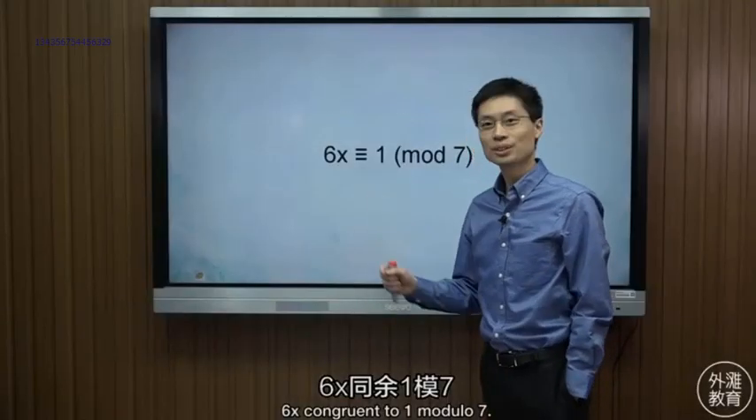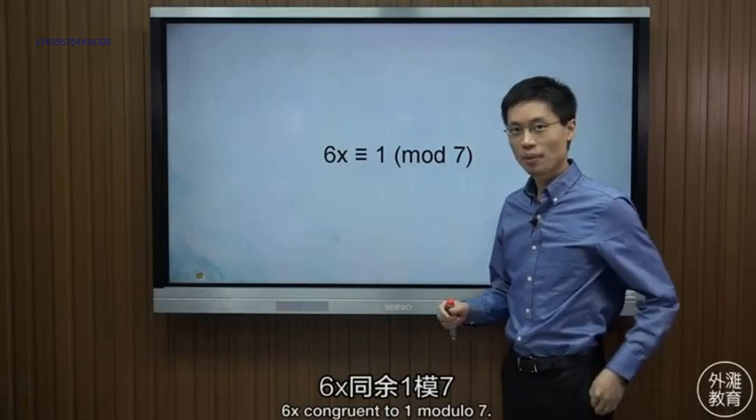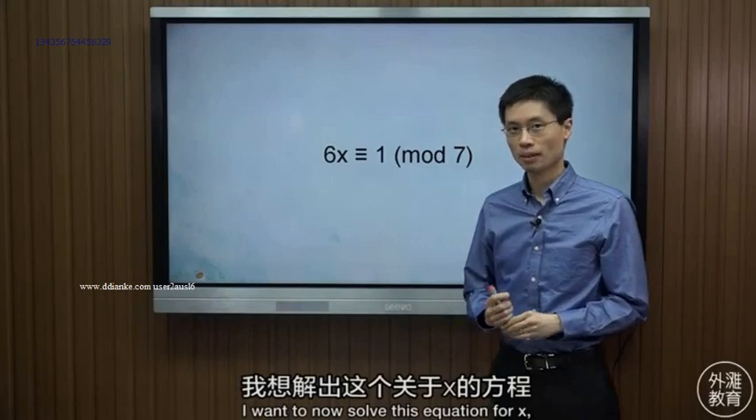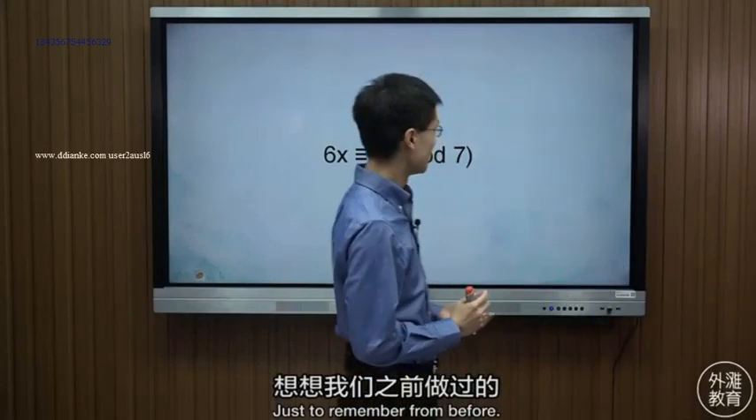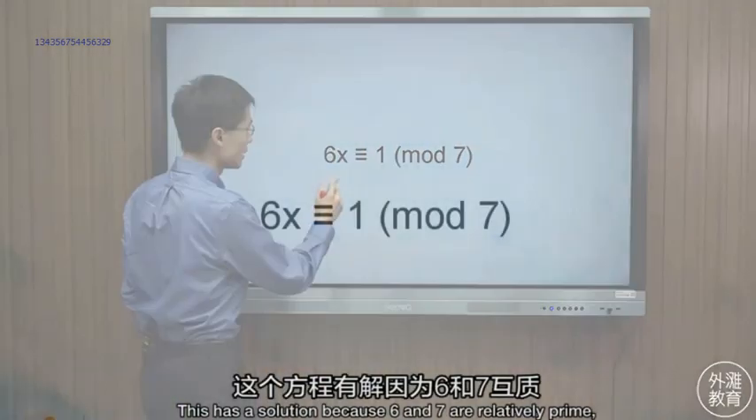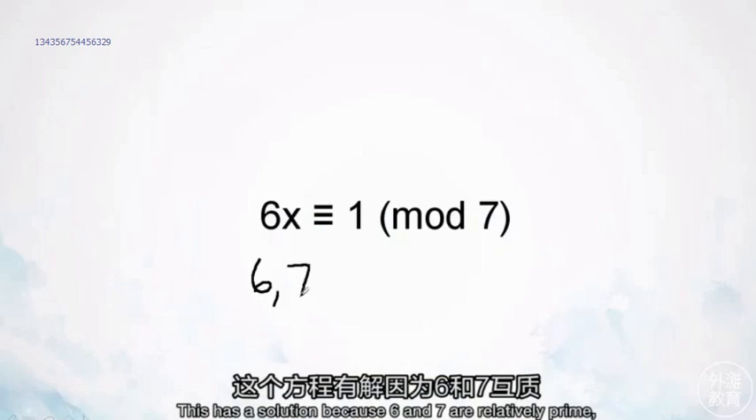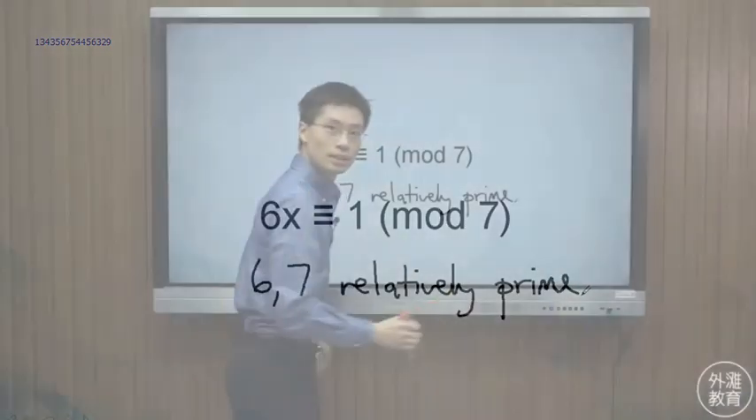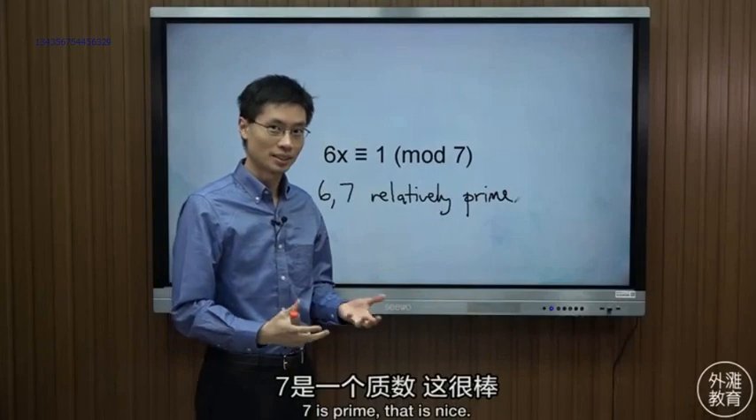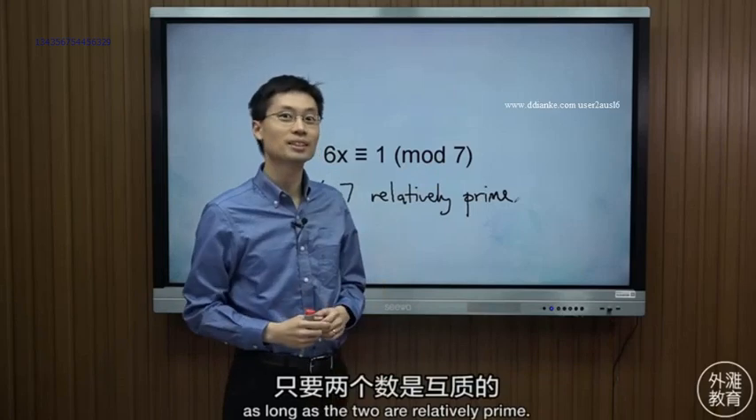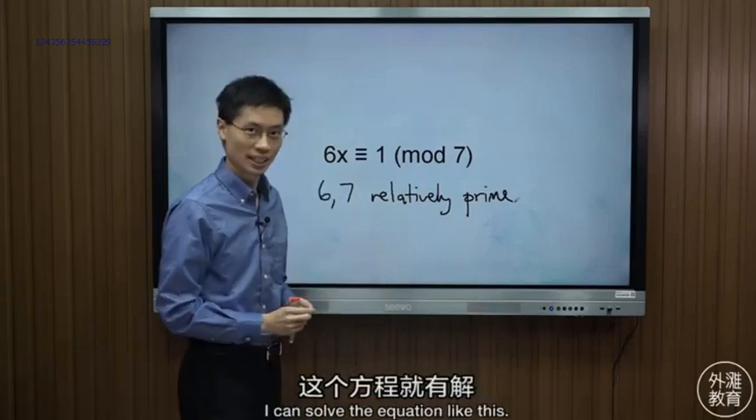6x congruent to 1 modulo 7. I want to now solve this equation for x. Just to remember from before, this has a solution because 6 and 7 are relatively prime. Seven is prime. That's nice, but it's not essential. It's not necessary. As long as the two are relatively prime, I can solve an equation like this.